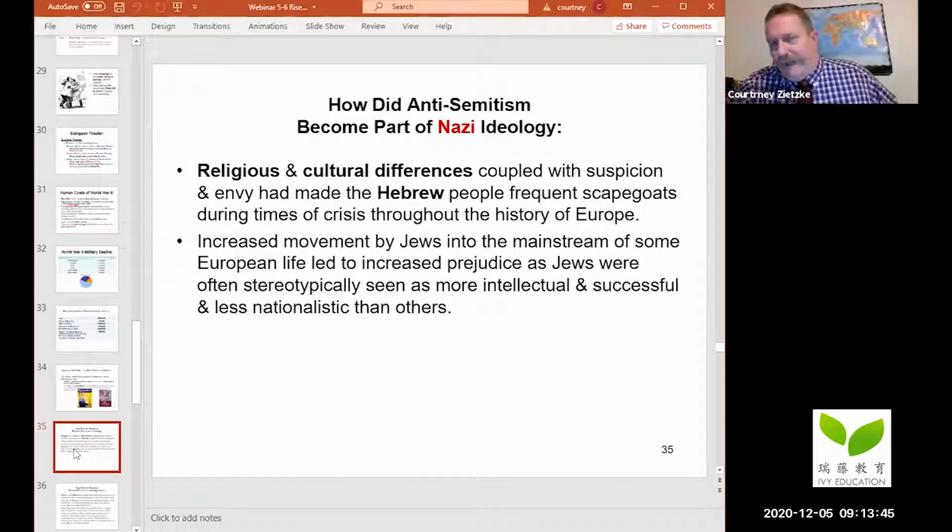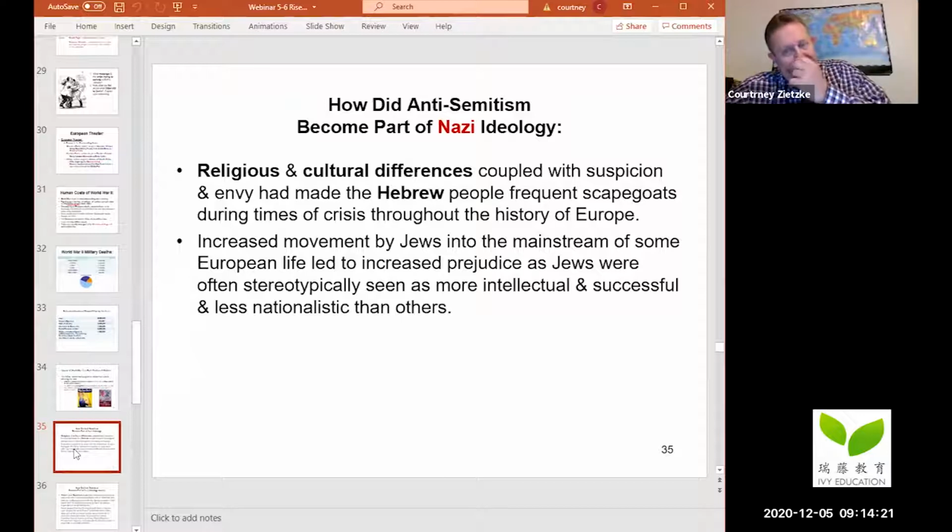Okay, so let's get back into this. A little sidebar there. How did anti-Semitism become part of Nazi ideology? Religious and cultural differences, coupled with suspicion and envy, had made the Hebrew people frequent scapegoats during times of crisis throughout the history of Europe. Increased movement by Jews into the mainstream of some European life led to increased prejudice, as Jews were often stereotypically seen as more intellectual and successful and less nationalistic than others.